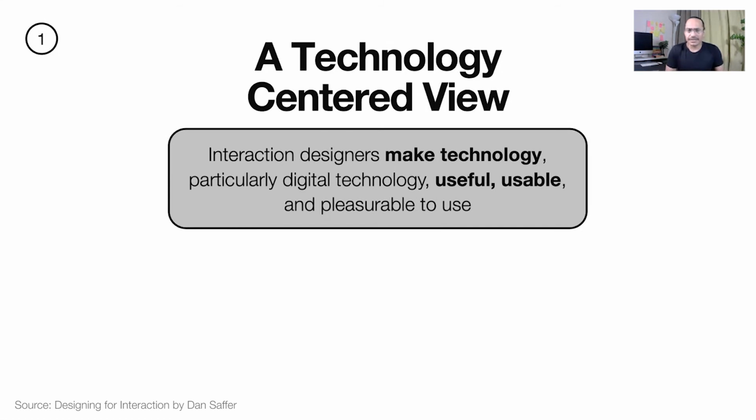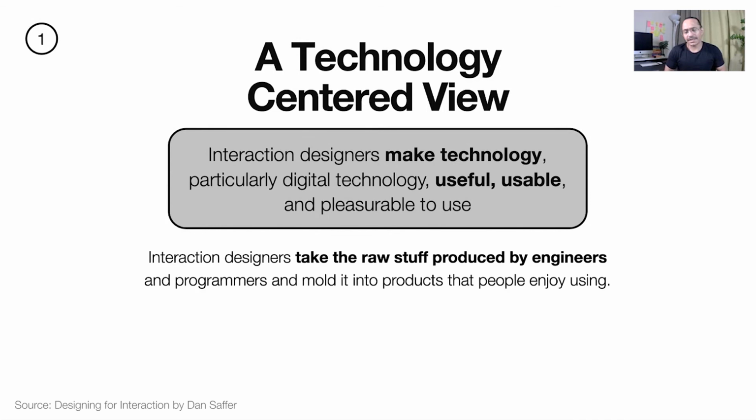So what is the technology centered view? Interaction designers make technology, particularly digital technology, useful, usable, and pleasurable to use. Right. So we create products and use technology to create great experiences. So that's what we do. The interaction designer takes the raw stuff produced by engineers and programmers and molds it into products that people enjoy using. Sometimes there are some modules or features which are technologically driven. In that case, the interaction designer tries to understand what has been done from the technology point of view and then creates great, engaging interaction designs and experiences.